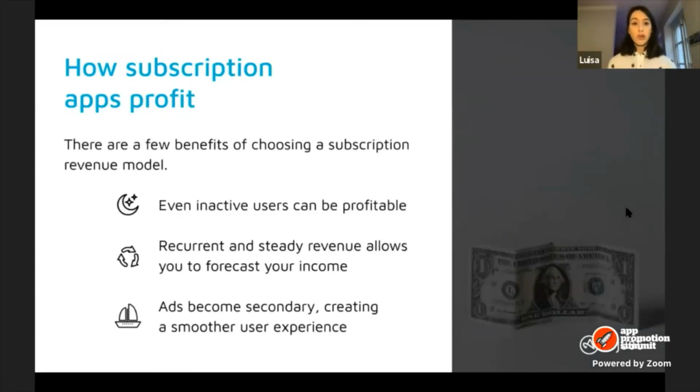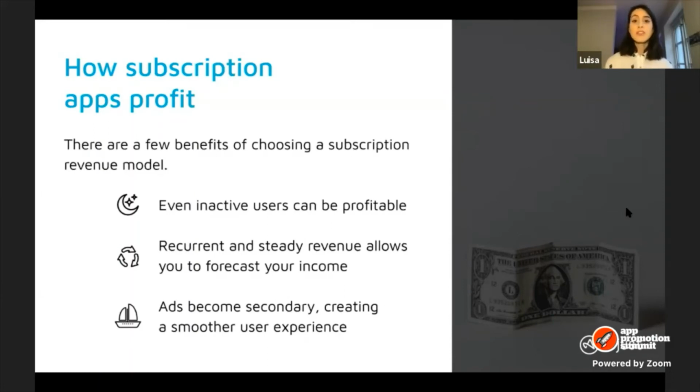Take a gym, for instance. This is how a gym profits. You pay a monthly fee every month, but you don't go every day. At the end of the month, you don't get some money back. I know I would like it if I got some, but this is not the point. The point here is even inactive users of the gym are profitable for the company. This is how it works with subscriptions as well. Even inactive users can be profitable for you.